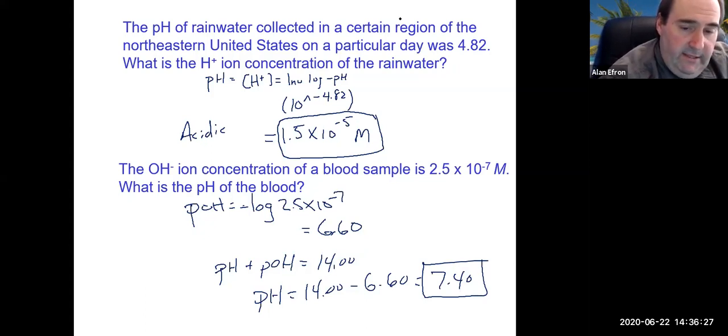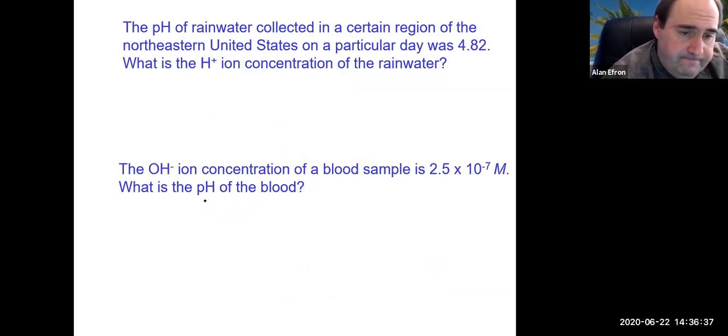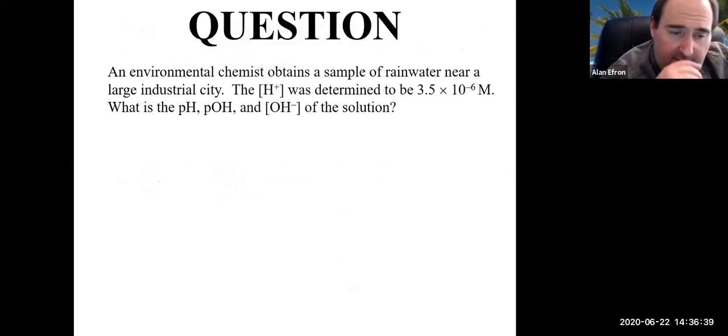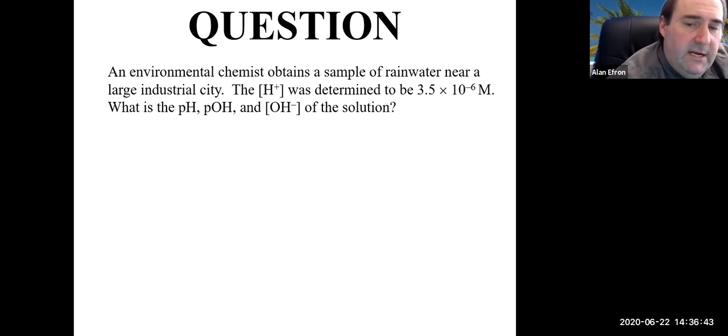Obviously, on the bottom one there you could have used Kw, gotten the H plus concentration, and then gone into the pH equation. Again, it should give you pretty much the same answer. All right, so why don't you do this one? Find pH, pOH, and OH minus if we have H plus at 3.5 times 10 to the minus 6.